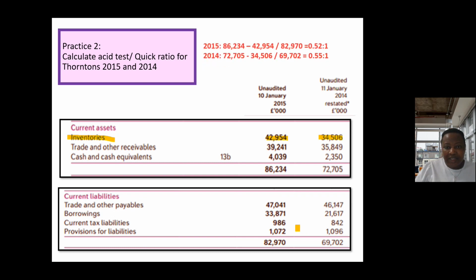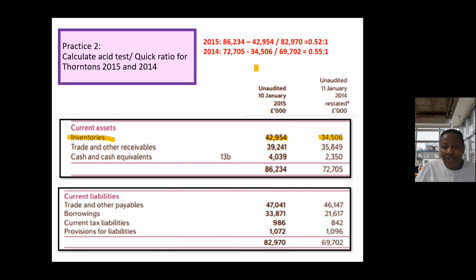Okay, if you have tried that, this is what you should have there. Your 86,000 minus 42,000, you divide it by what you have here. And same thing for 2014. And when you do that, you have 0.52 ratio 1, and 0.55 ratio 1.